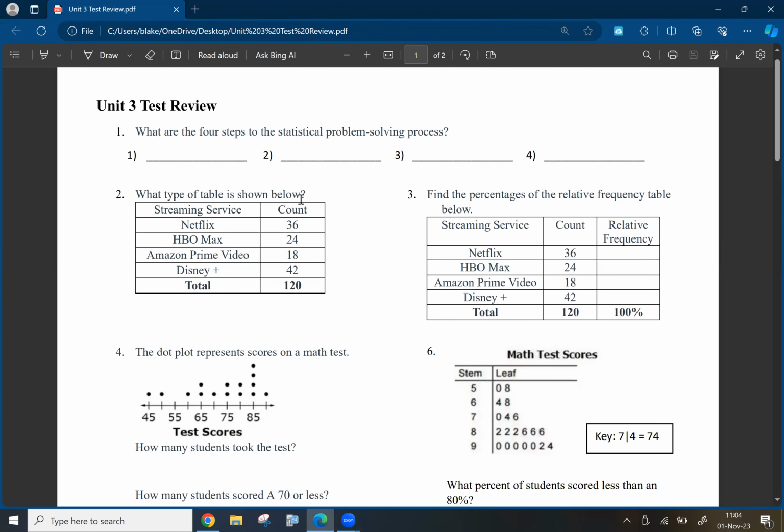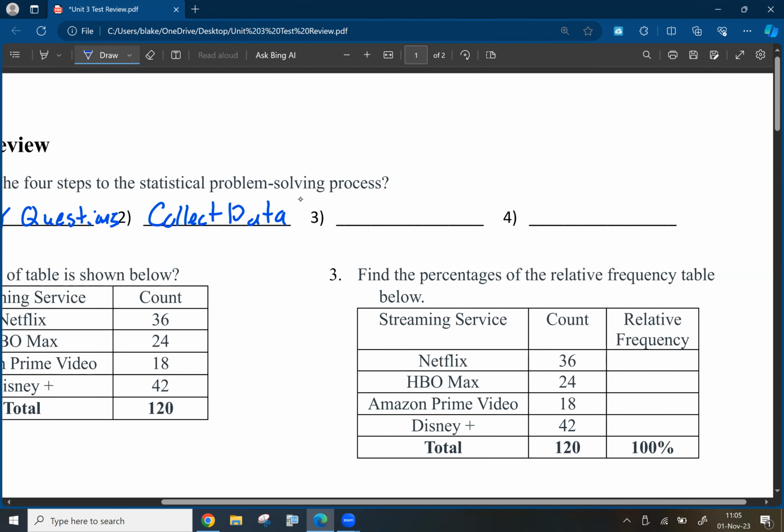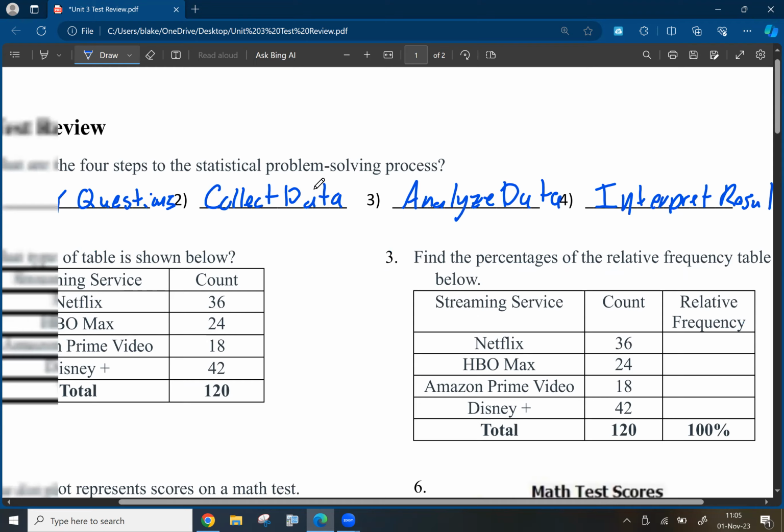Number one, what are the 4 steps of the statistical problem solving process? Step one, of course, is to ask questions. We've seen this before. Step two is to collect data. We'll be doing a lot of that in Unit 5, I believe. Step 3 is to analyze data. And then step 4 is to interpret results. So remember, this comes right out of the notes. So just know the 4 steps and you're good to go.